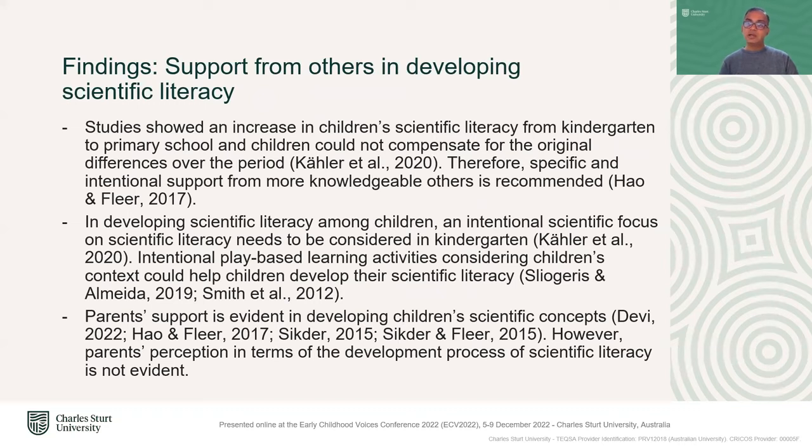Developing scientific literacy among children depends on how they receive support from others. Studies showed that children's scientific literacy increased from preschool to primary school. However, children with lower scientific literacy couldn't show more growth in later grades and need specific support from parents and educators. Studies also identified a lack in terms of the intentional focus of scientific literacy in play-based learning activities.